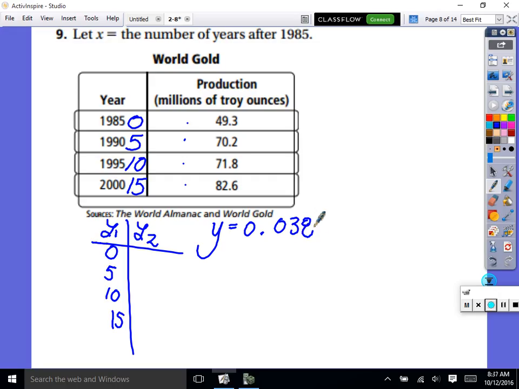0.038x cubed, right? Minus, you have to put down the full decimal, 0.956x squared, and then plus 8.01x, and then that's a 0, and then plus 49.3. Does everybody understand? So now think about it, guys.